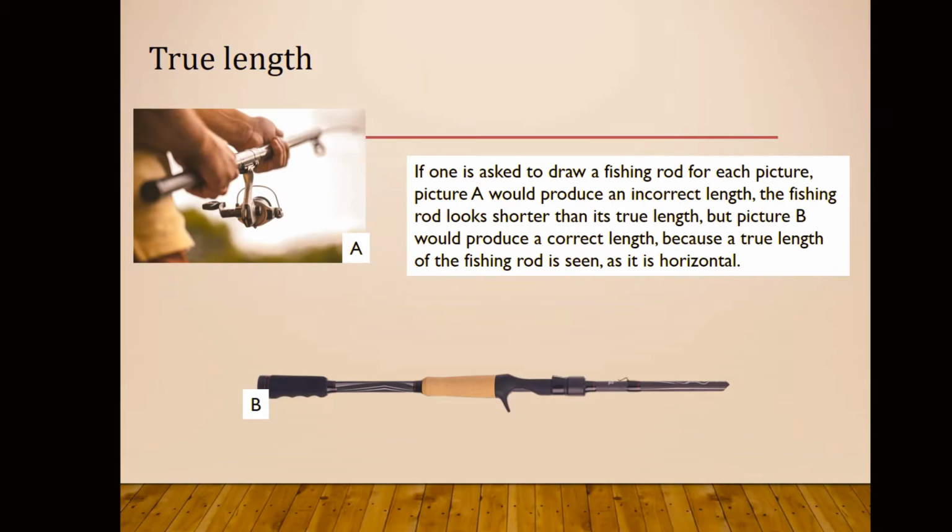All right. If you look at these two pictures that I have here, picture A and picture B, the first picture, picture A, shows hands holding a fishing rod. If you look at the fishing rod, it is tilted away such that you cannot see the full length of the fishing rod. So if you were asked to draw the fishing rod, it will be difficult to get the true size of the fishing rod. But now, if the fishing rod is tilted such that it is positioned like picture B, you will see the true length of the fishing rod.